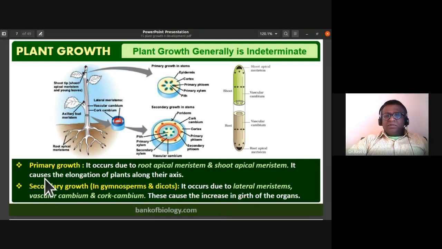So these two types of growth you should just understand. Primary growth leads to the elongation of the plants along their axis. That is, it increases the length of the plant. The girth or diameter or width of the plant is brought about by secondary growth, due to the activity of lateral meristem like vascular cambium and cork cambium.